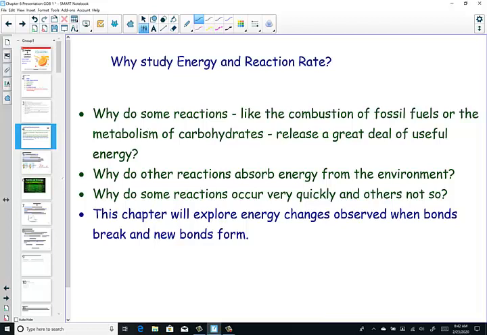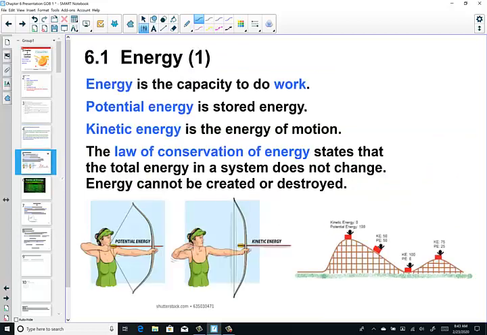Why is that? Why do other reactions absorb energy from the environment? Some reactions occur very quickly, others do not. This chapter just allows us to explore energy changes observed when bonds break and new bonds form. So the heart of our chapter, all about energy and how it applies to a reaction.